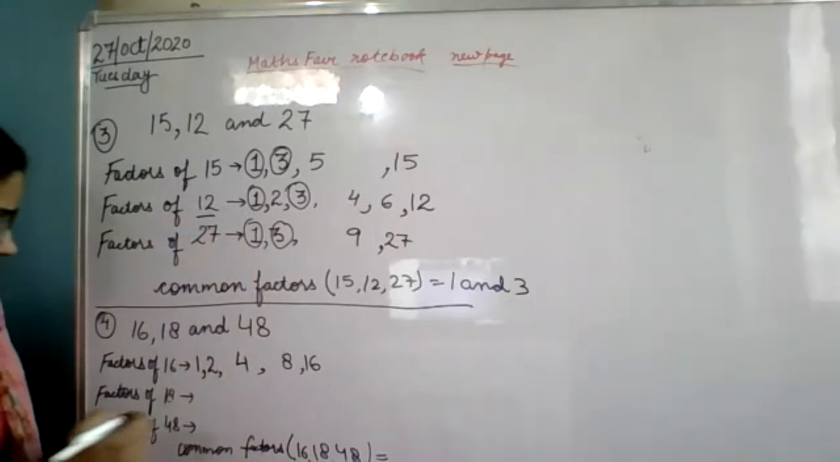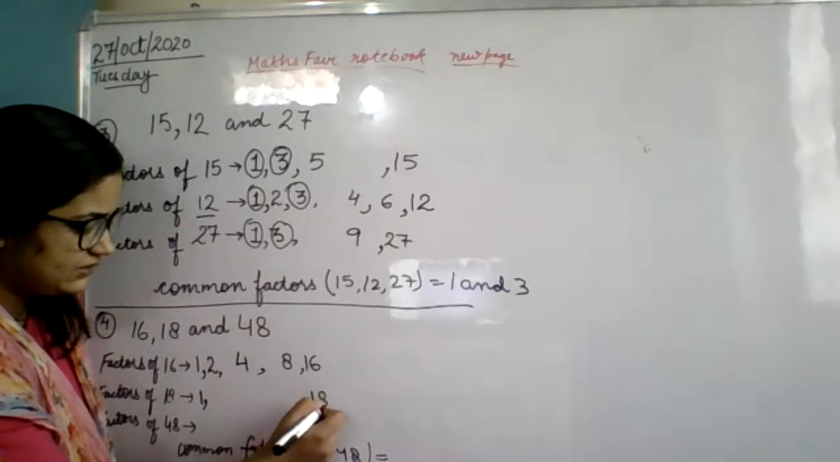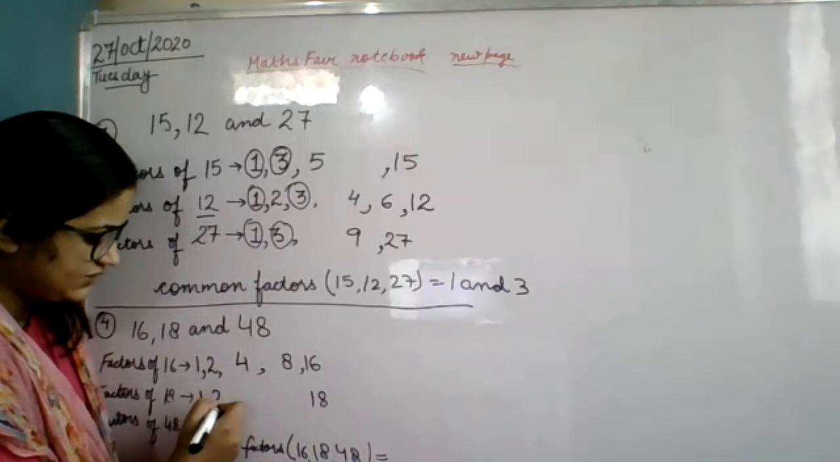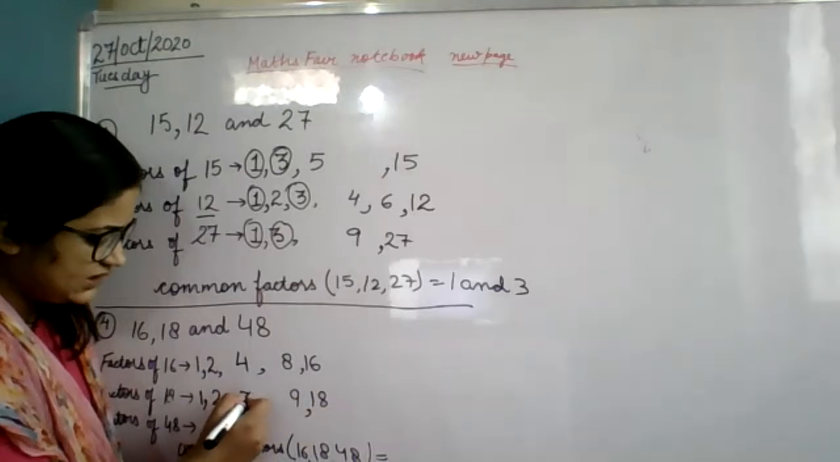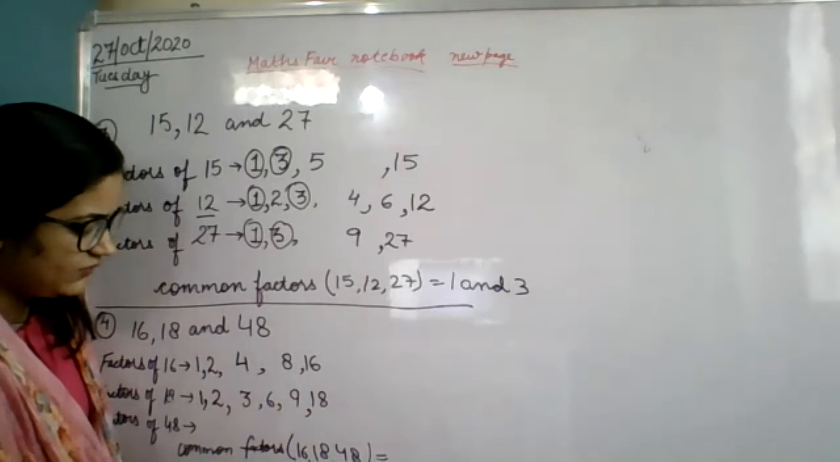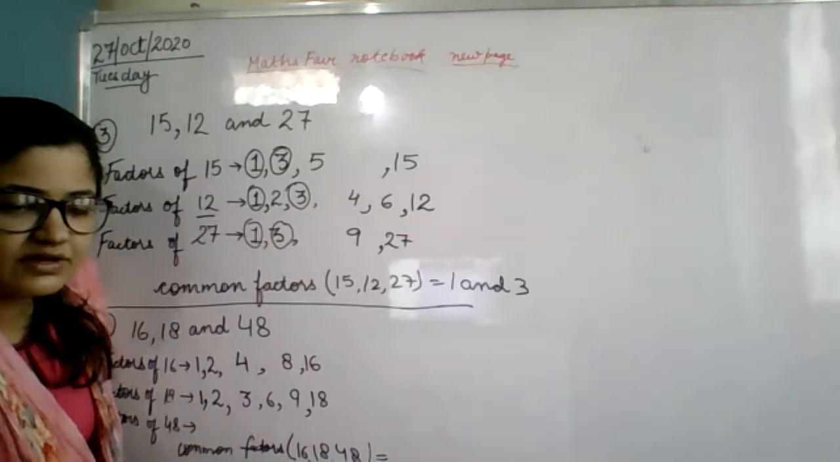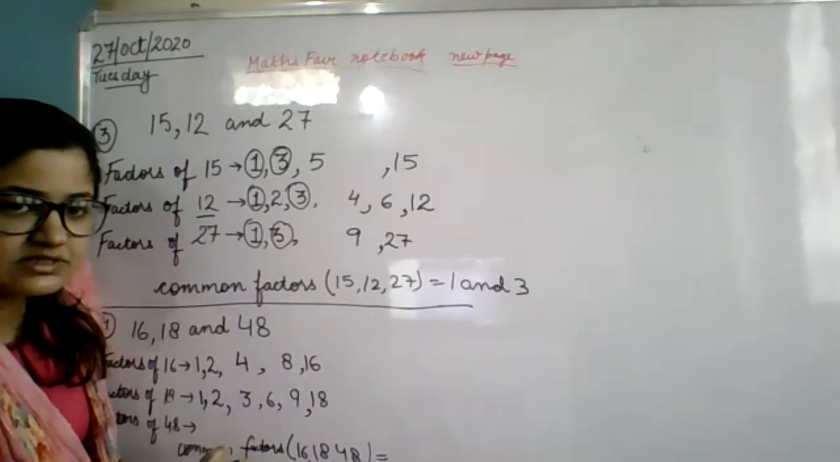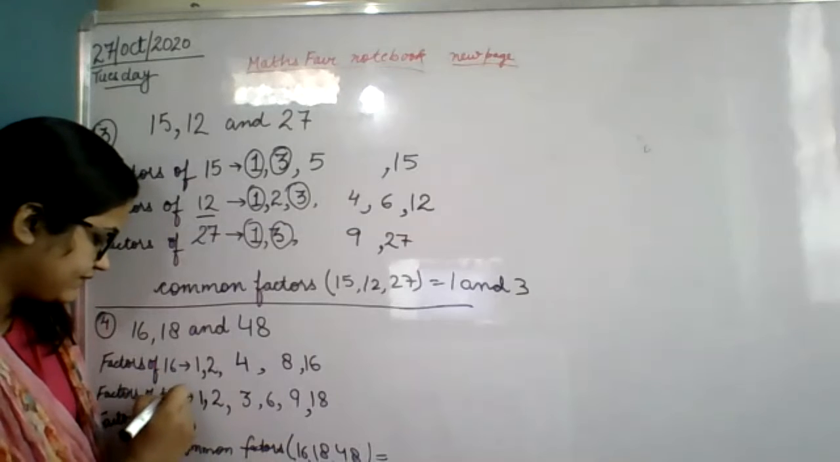Now factors of 18. So 1 and 18 will be one of the factors. Is it divisible by 2? Yes, 2 nines are 18. It is divisible by 3. Yes, 3 sixes are 18. It is not divisible by 4. It is not divisible by 5. It is divisible by 6, but 6 is already written here, so we will stop.